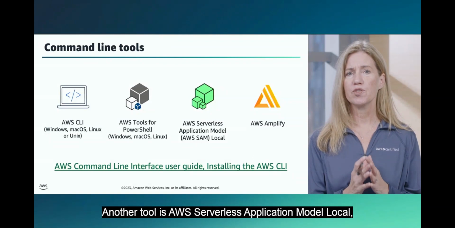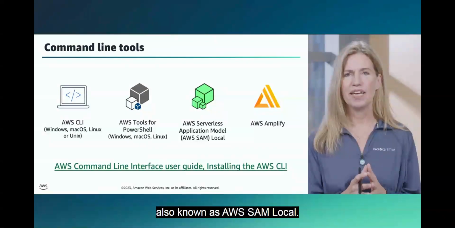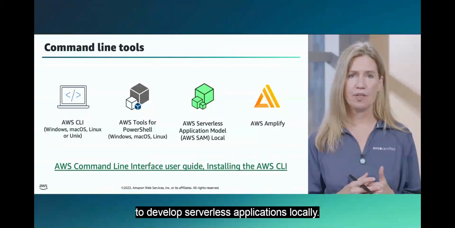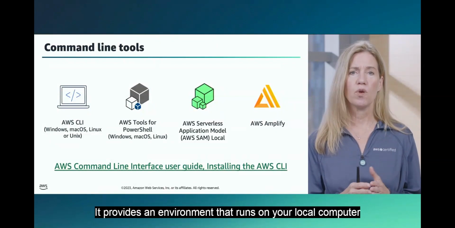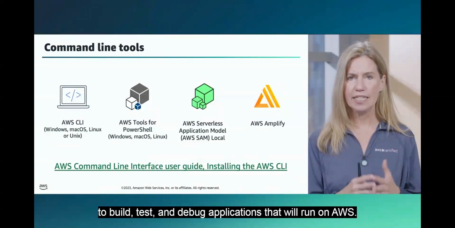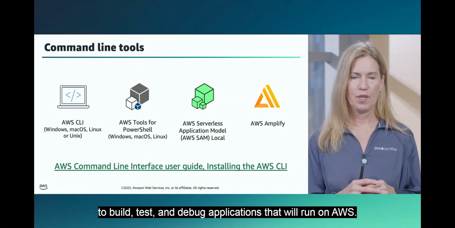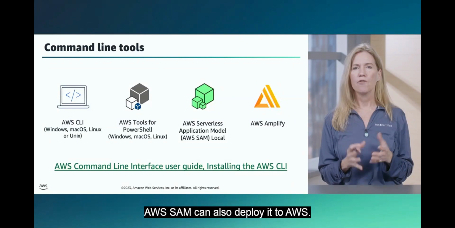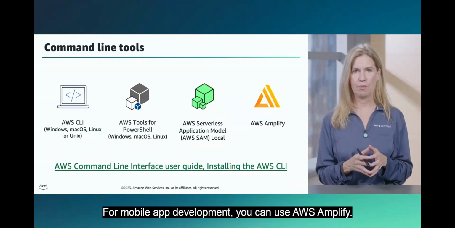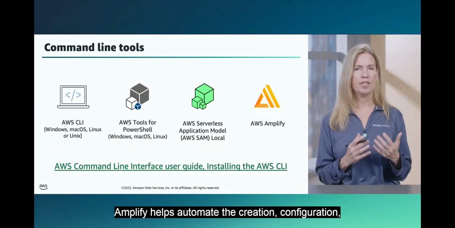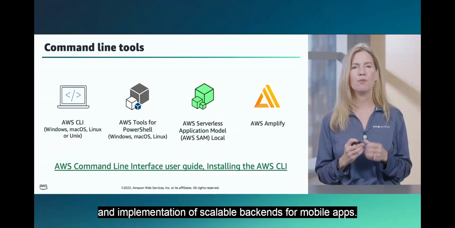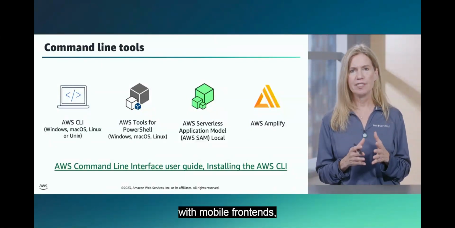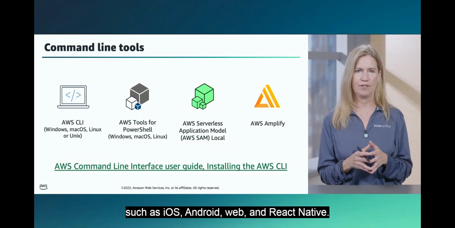Another tool is AWS Serverless Application Model Local, also known as AWS SAM Local. This is an AWS CLI tool to develop serverless applications locally. It provides an environment that runs on your local computer to build, test, and debug applications that will run on AWS. When your application is ready, AWS SAM can also deploy it to AWS. For mobile app development, you can use AWS Amplify. Amplify helps automate the creation, configuration, and implementation of scalable backends for mobile apps. It's a framework that integrates backend services with mobile frontends, such as iOS, Android, web, and React Native.